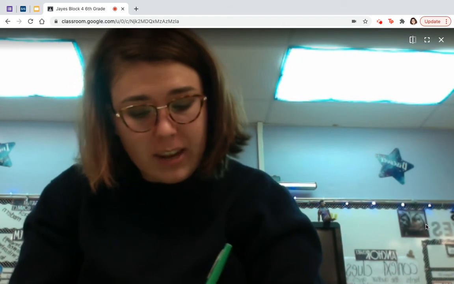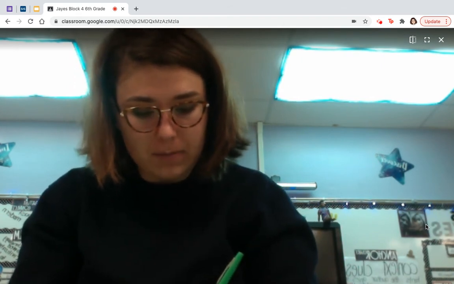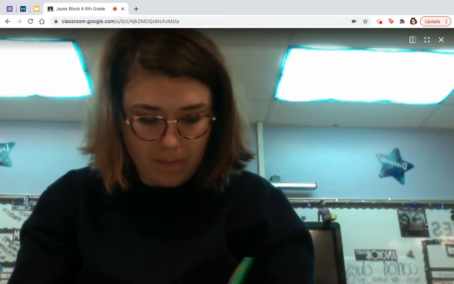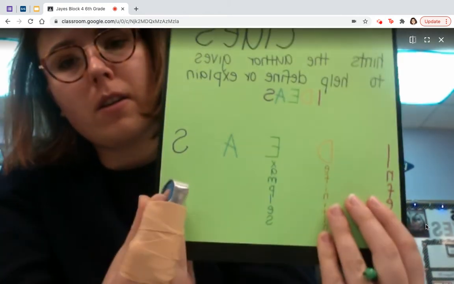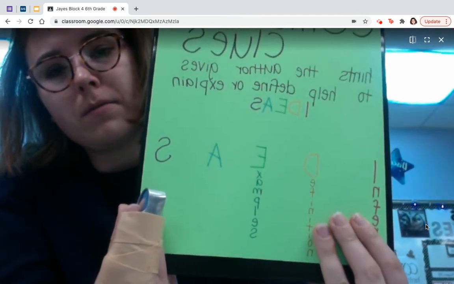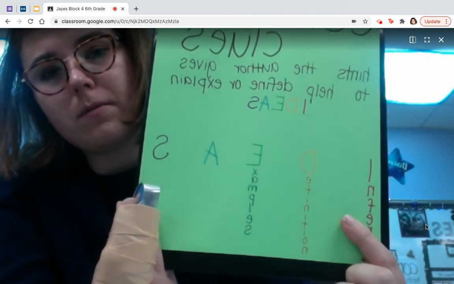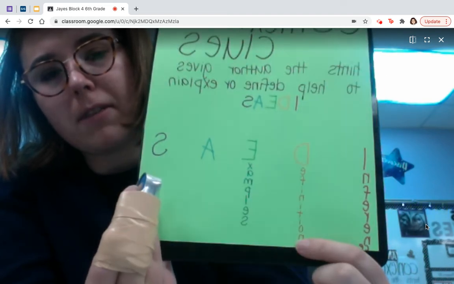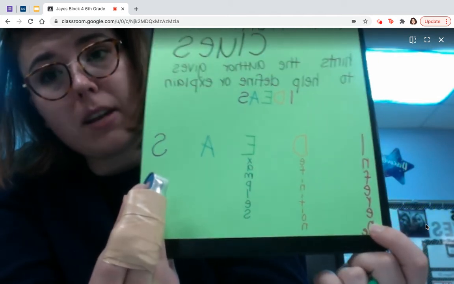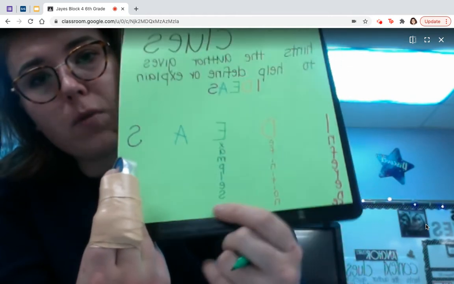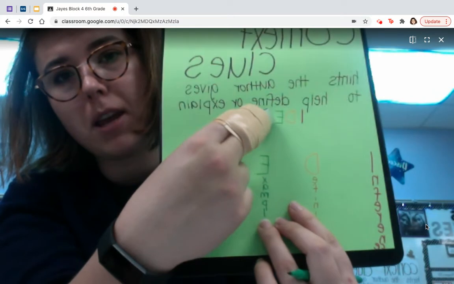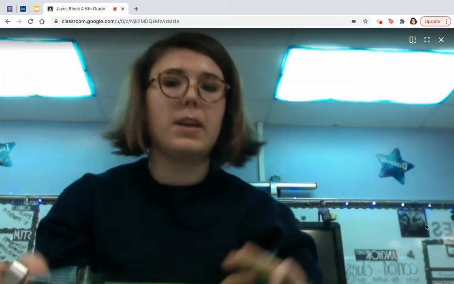For E, you can be given examples of what they mean. So you can be given a definition, you can be given an example, you can have an inference made, all of which would help you determine the meaning or explanation of something.